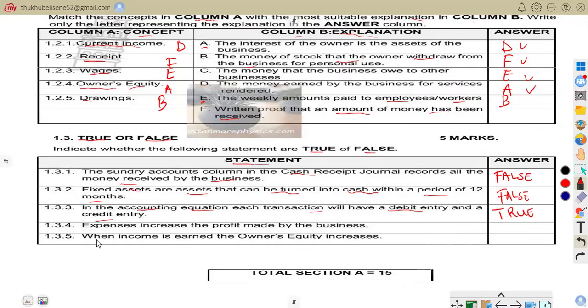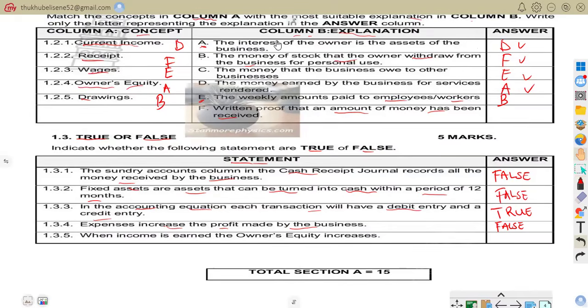1.34: expenses increase the profit made by the business. That is false. Expenses reduce the profit because money is spent by the business. For example, if rent increases, the business profit becomes low. So that is where we are saying it's false.